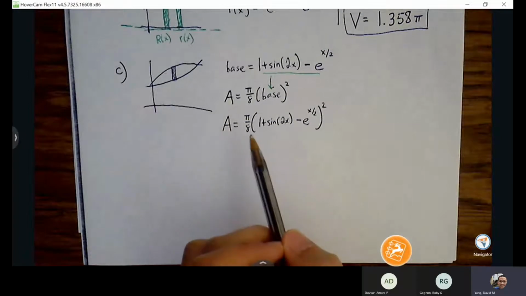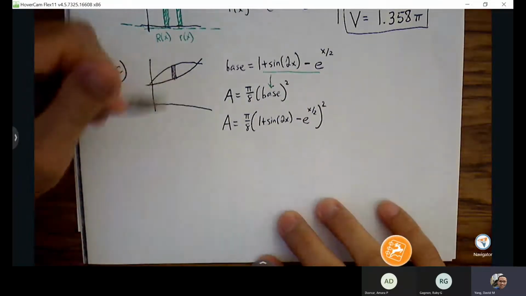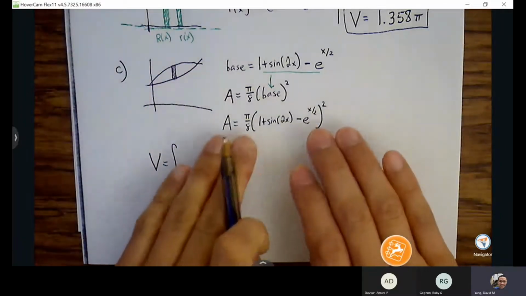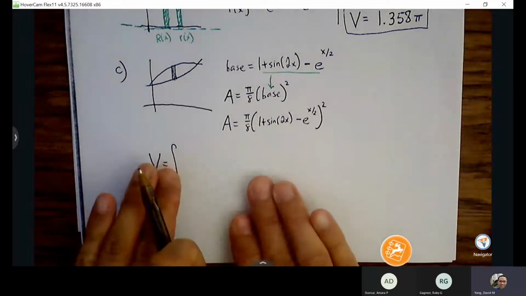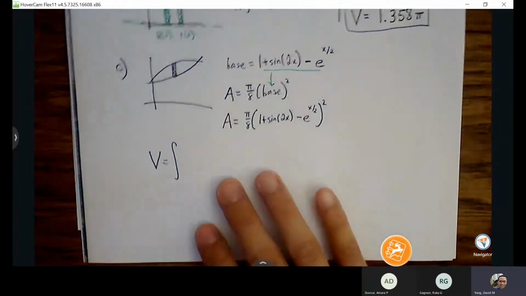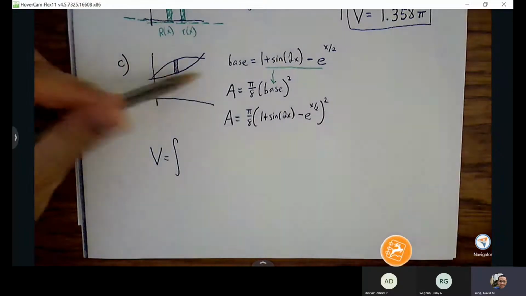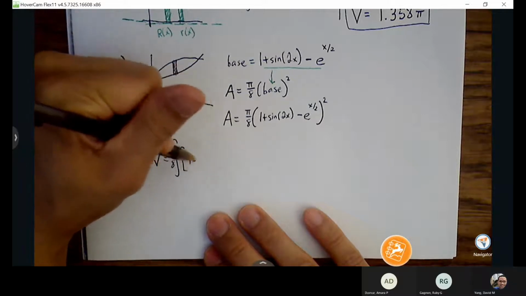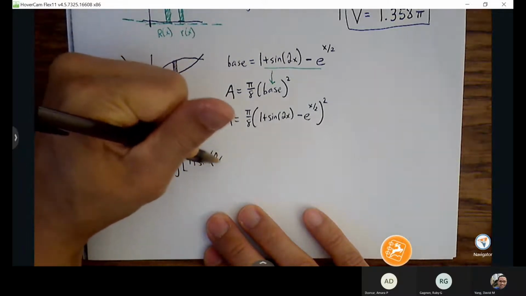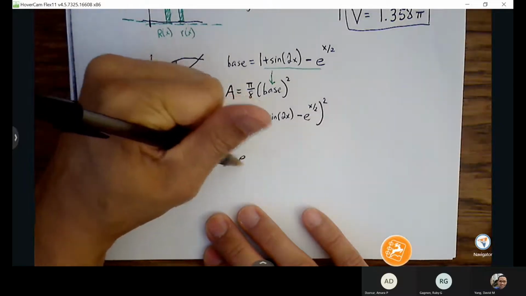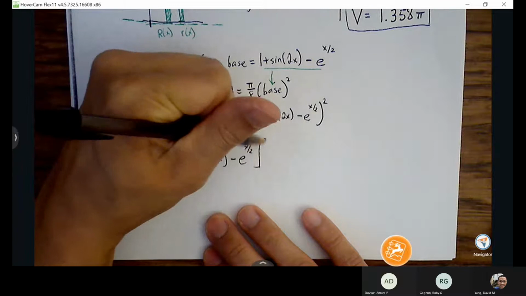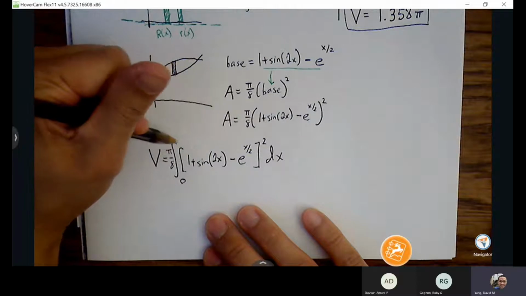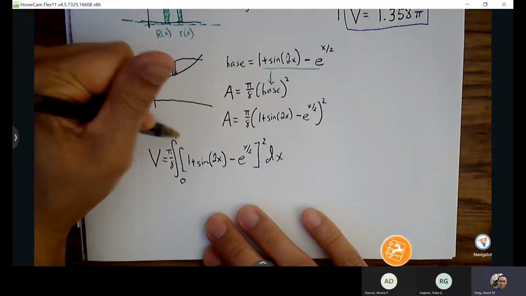Okay, so once you have your area expression, now you can put it into the volume formula. We're basically always inserting area between the integral notation so that it can accumulate the area over to give it that third dimension. And bounds are still the same, 0 to 1.136.